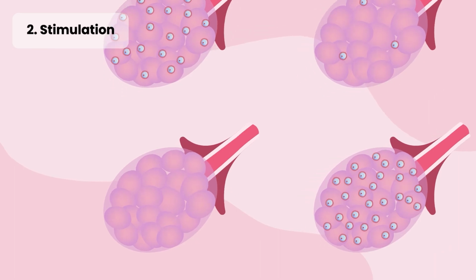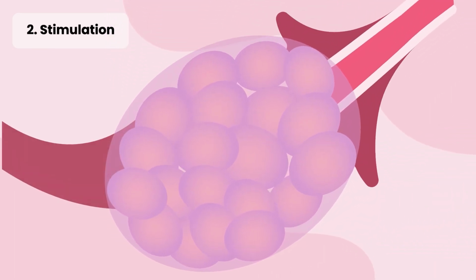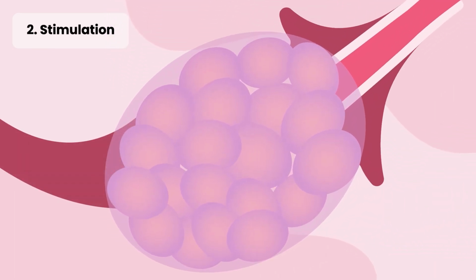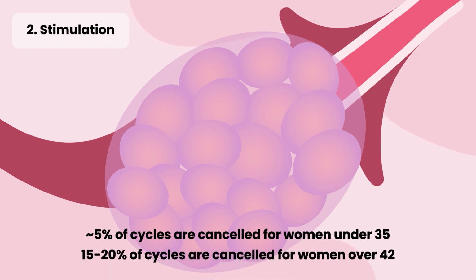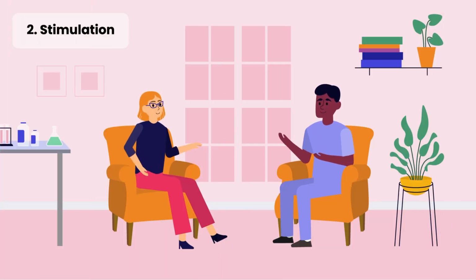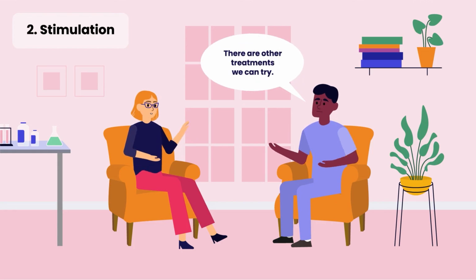In some cycles, an optimal number of follicles will not develop, and your medical care team may consider canceling the cycle. The likelihood of cancellation increases with advancing age. For women under 35, around 5% of cycles are canceled. This number increases to 15 to 20% for women older than 42. If the cycle is canceled, your treatment care team will talk to you about trying different protocols or treatments.